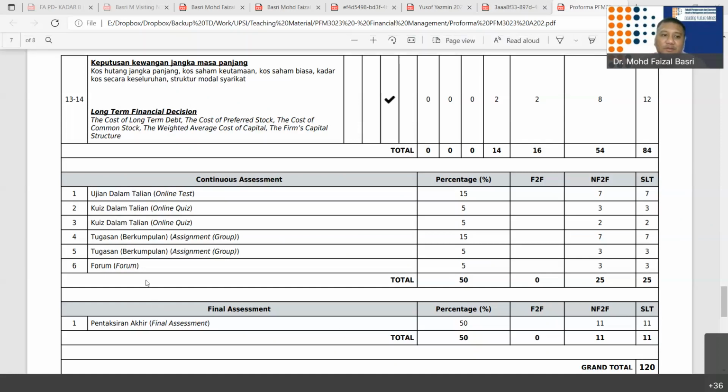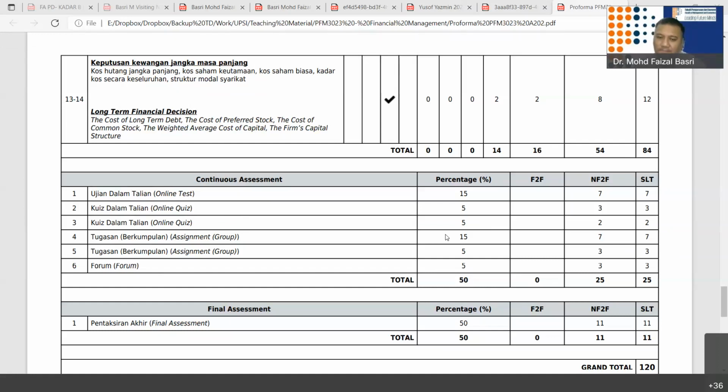So here they split: quiz one, online quiz 5%, the other quiz 5%. Then they have the forum 5% as well. So for me, usually these three are a form of online quizzes. It can be in a form of problems that you need to solve, or online multiple choice questions. Okay, so all will be done online. So combined 15%. So when you combine everything, it will give you 50% continuous assessment, or ongoing assessment.